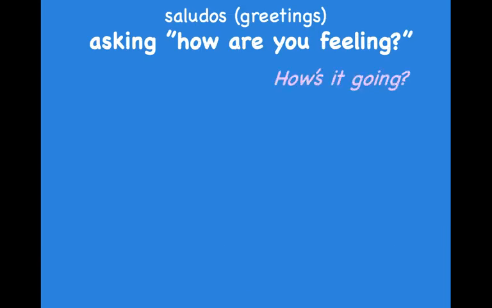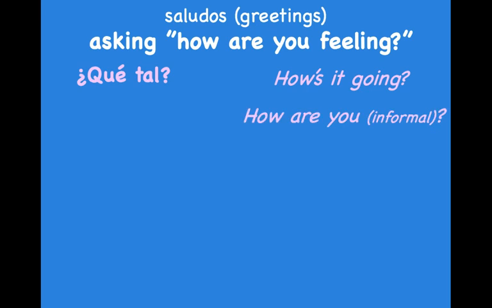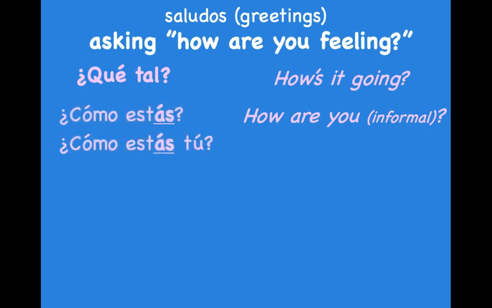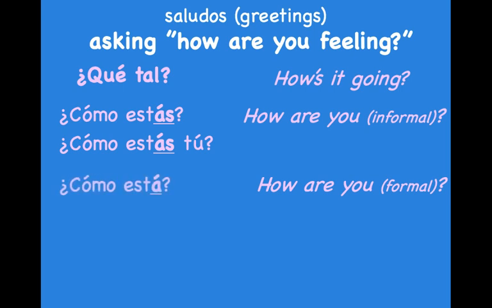So let's see what you remember. ¿Cómo se dice how's it going in a casual way? Repita, ¿qué tal? ¿Cómo se dice how are you informally? There are two ways. Repita, ¿cómo estás? ¿Cómo estás tú? If you want to add the subject pronoun tú. ¿Cómo se dice how are you in a formal way? Repita, ¿cómo está? ¿Cómo está usted if you want to add you?